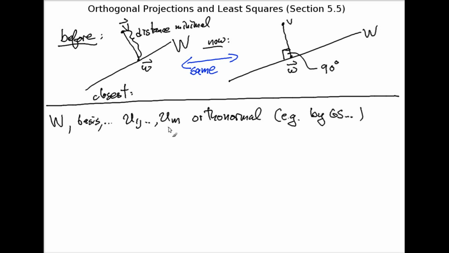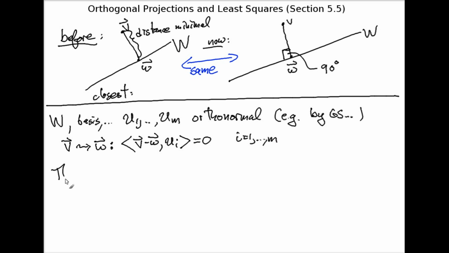what is this orthogonal projection? You start with a vector V, and this vector W is the one which is supposed to satisfy that V minus W is supposed to be perpendicular to all of the vectors in the subspace W. Well, since the UIs are a basis, it's enough to check that it's perpendicular to all of the UIs, and the result is very simple.